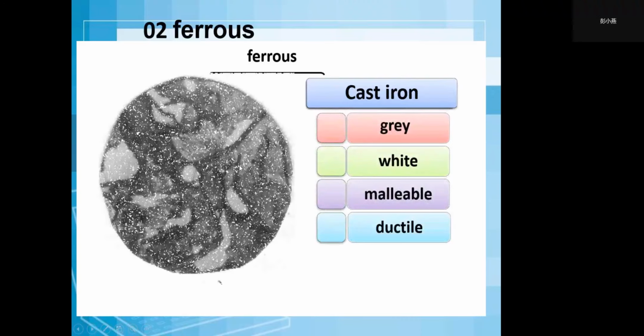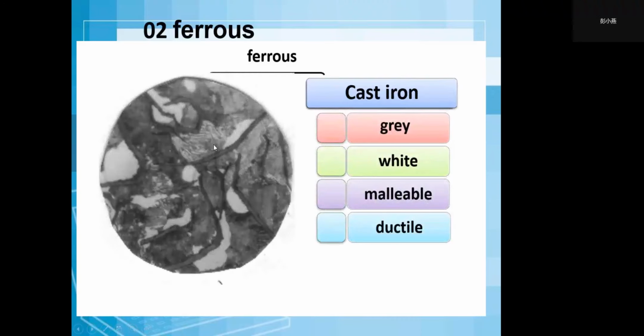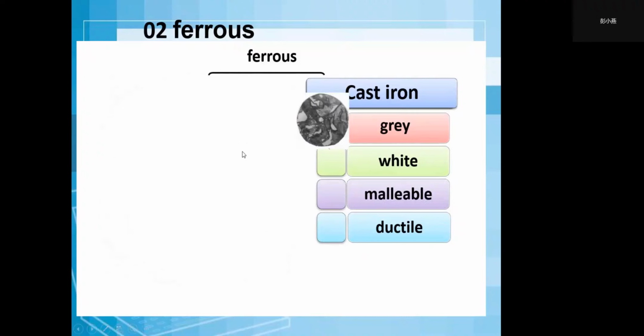And when the graphite is in a flake-like shape, like this, as in gray cast iron, the graphite breaks up the continuity of iron and greatly weakens it. But it also helps in absorbing vibrational energy, as a result of which gray cast iron is normally used for the base of machine tools. The gray cast iron.